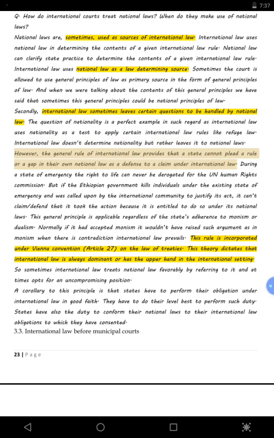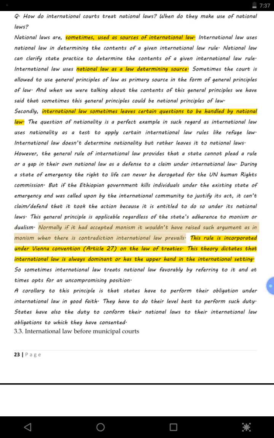However, the general rule of international law provides that a state cannot plead a rule or a gap in its own national law as a defense to a claim under international law. During a state of emergency, the right to life can never be derogated from, according to the UN Human Rights Committee. But if the Ethiopian government kills individuals under the existing state of emergency and was called upon by the international community to justify its act, it can't defend that it took the action because it is entitled to do so under its national laws. This general principle is applicable regardless of the state's adherence to monism or dualism.